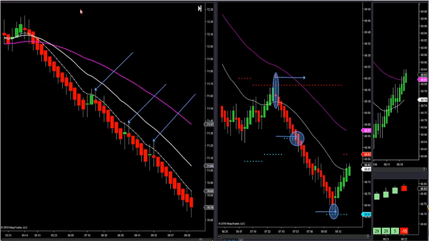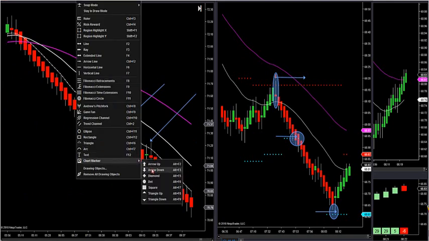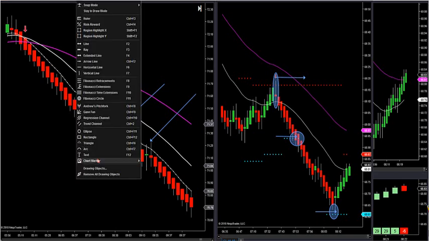So now we know the trend started right here. Here's our trend chart. It started at 4 o'clock a.m. Eastern Standard Time in the morning. 90% candle close was right here. That's when our trend started.